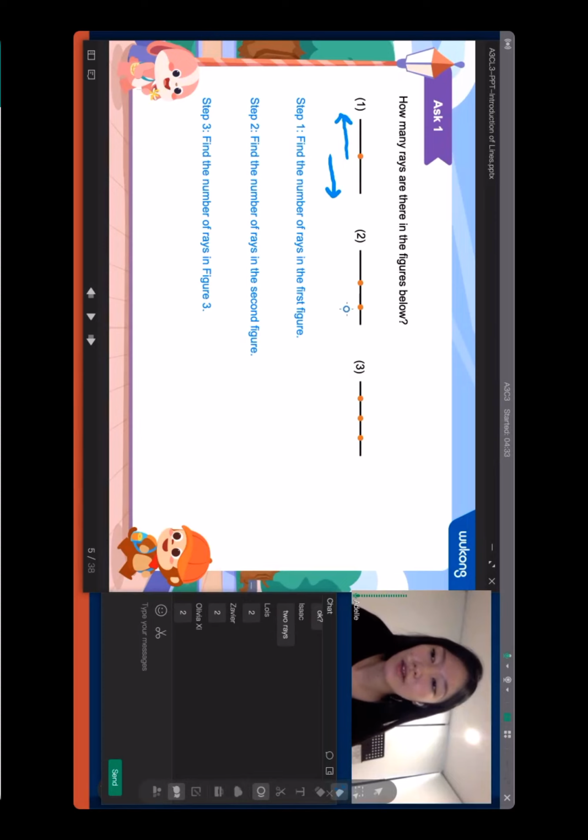Okay, now let's have a look at the second one. So there are 2 endpoints in figure 2, starting from a point, we're going to call this point A.